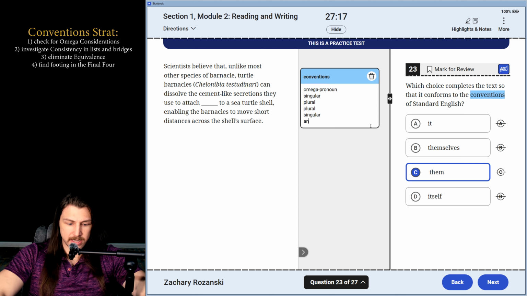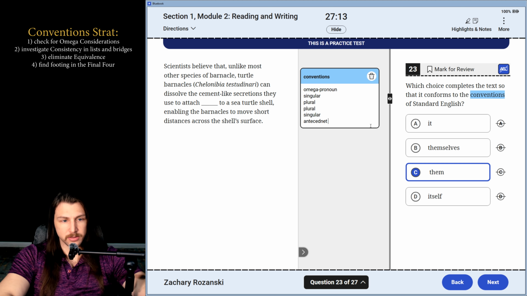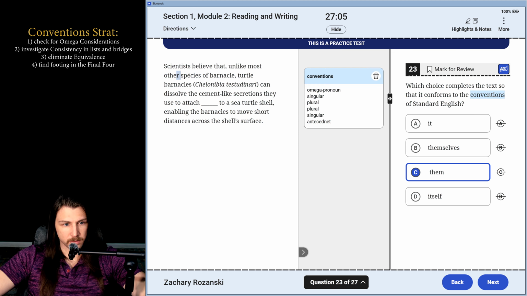The antecedent is the who or the what the pronoun is referring to. So who or what is the they or them or the it or them. Scientists believe that unlike most other species of barnacle, turtle barnacles can dissolve the cement-like secretions they use to attach themselves. Okay, this seems to be pretty cute. So it's going to be themselves here.